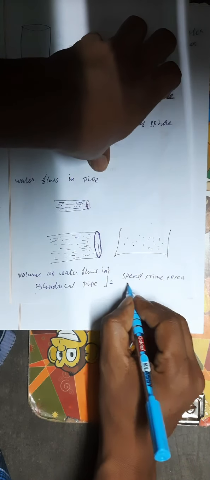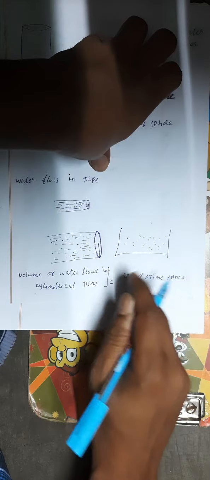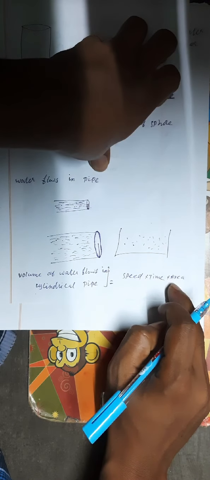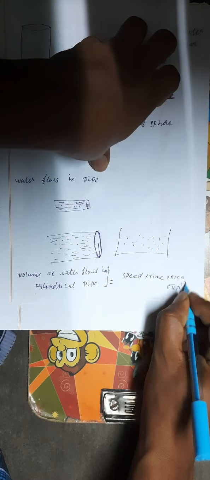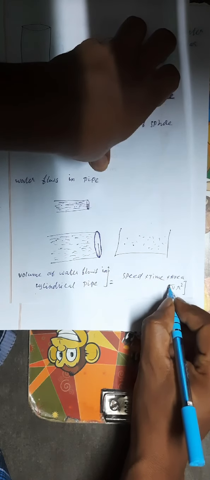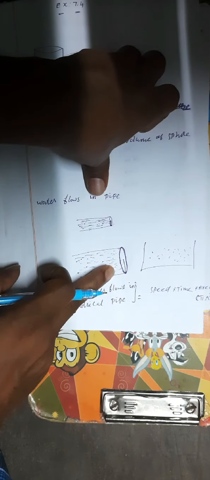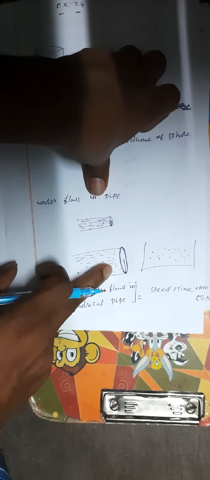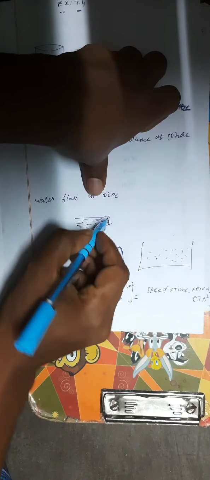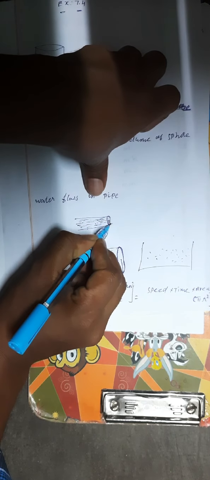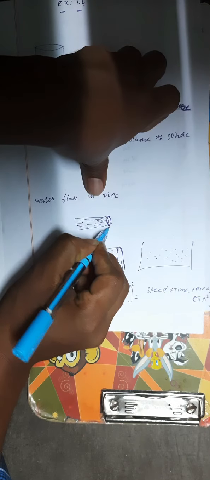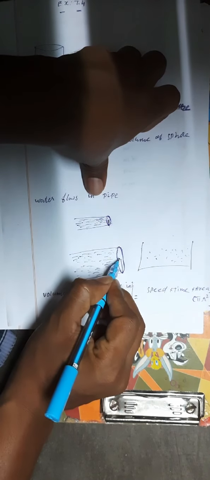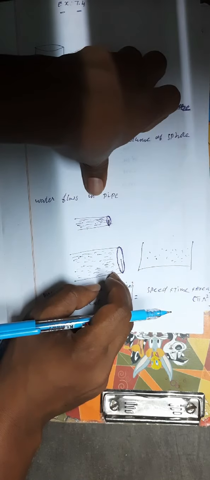Okay? So water speed, and it will take the time t and the area. For the area formula you want to use pi r square, because right here it is a small pipe and here it is a big pipe. Both of them have different areas. This area and this area are different.